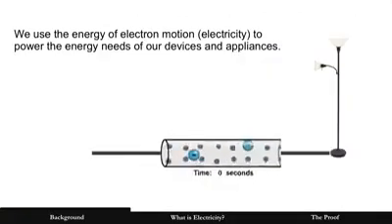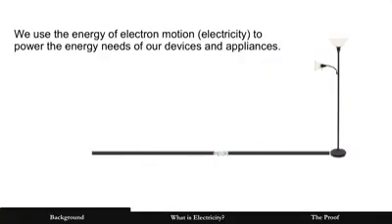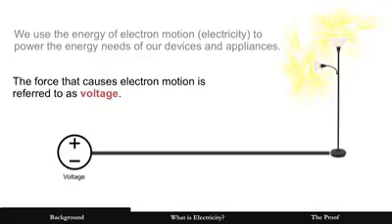This is a macro view, so let's shrink that down a little bit smaller because there are lots and lots of electrons that are flowing through the wires, electricity, that power the energy needs for our devices and appliances, such as turning on the lights. Now, the force that causes electron motion is referred to as voltage.